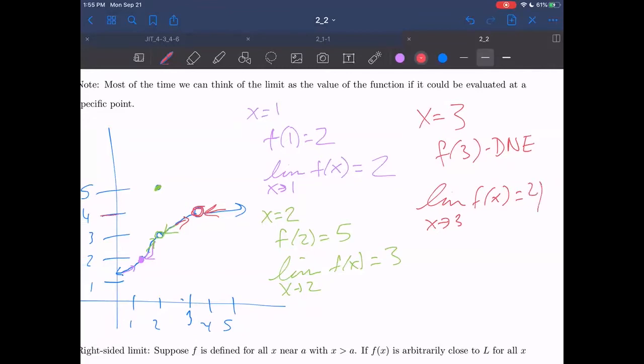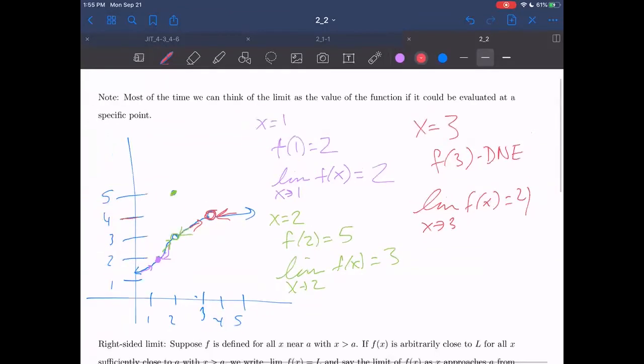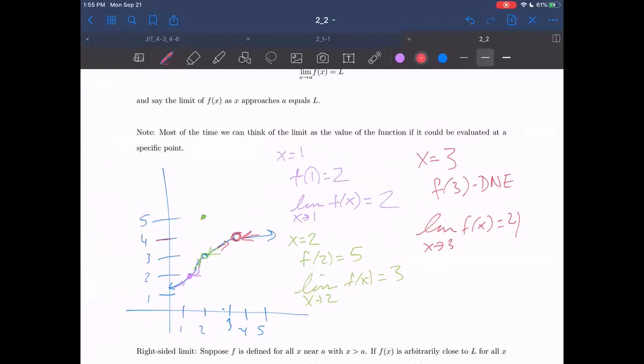Okay, so in general, that's what the limit is doing. We're looking at where the function would be if the function was like a perfect function, and it didn't have any holes or any jumps. Or what would that value be? So that's kind of a limit in general. We can break it up into right-sided limits and left-sided limits.